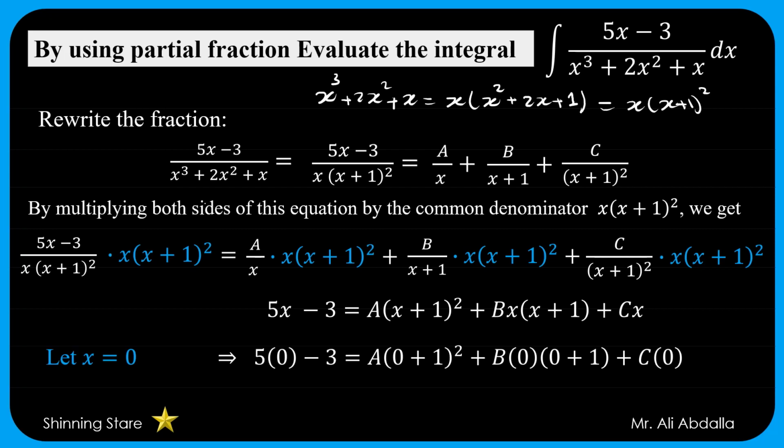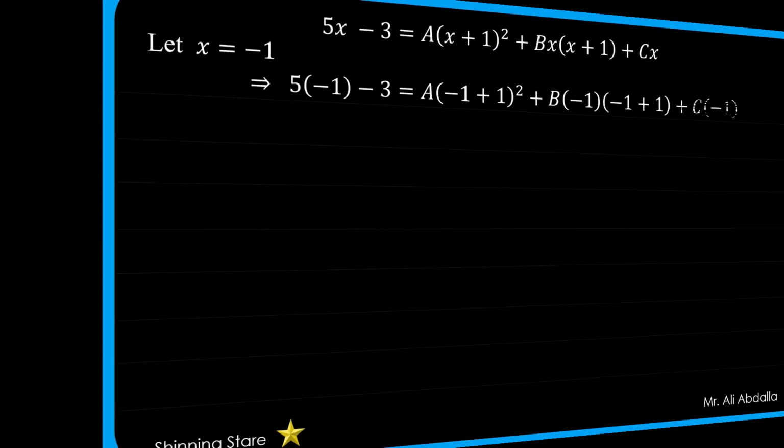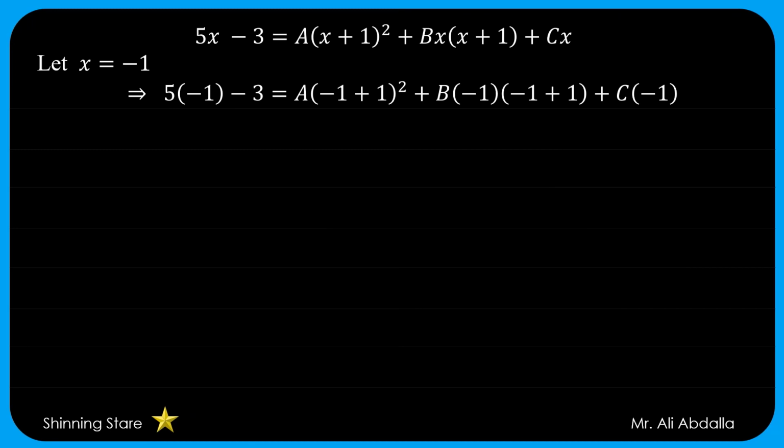Let x equal 0, substitute x equal 0. We can simplify, then we can find A equals negative 3. Let x equal negative 1, then we have 5 times negative 1 minus 3 equals A times negative 1 plus 1 to the power 2 plus B times negative 1 times negative 1 plus 1 plus C times negative 1. Then we can simplify and we get negative 8 equals negative C. Then C equals 8. Now we have found the values of A and C.